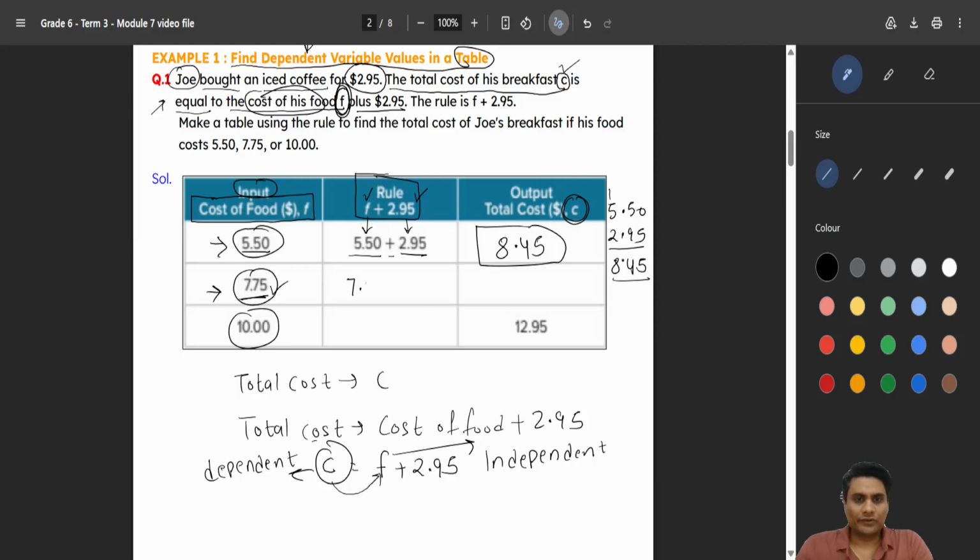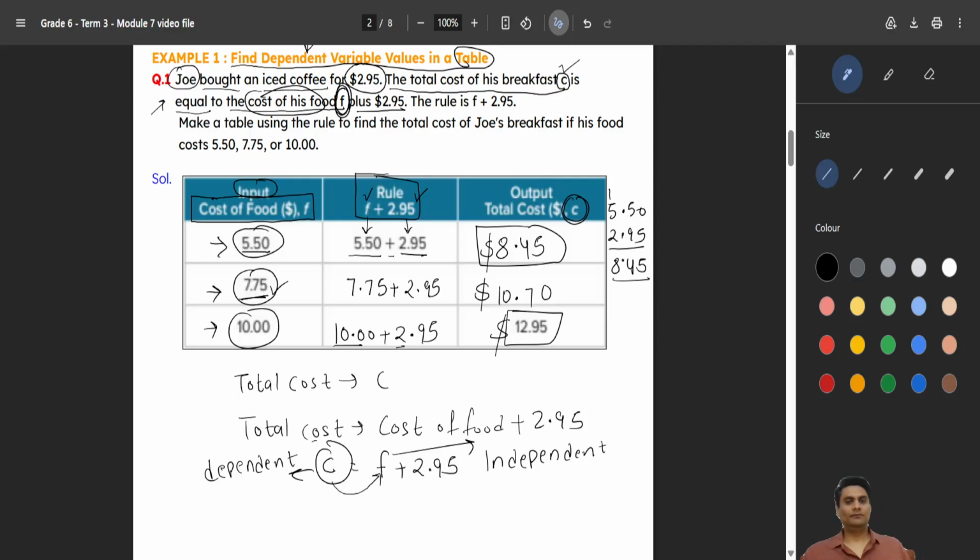The food 7.75 plus 2.95 for the coffee. Total will be how much? If you add it, it will become $10.70 total cost. Next, if you ordered the food for $10, $10 plus 2.95 for the coffee. So 10 plus 2, 12, and 0.95 is 12.95. Correct. This one is correct.